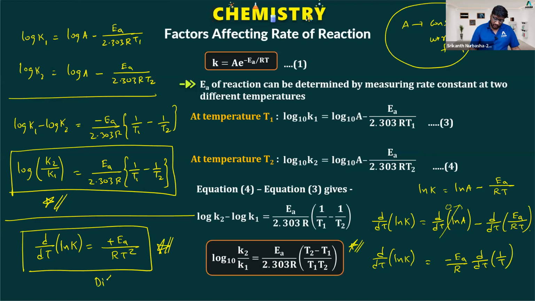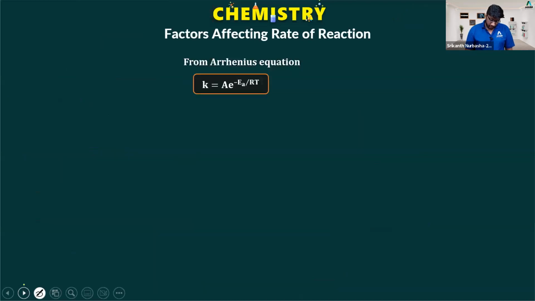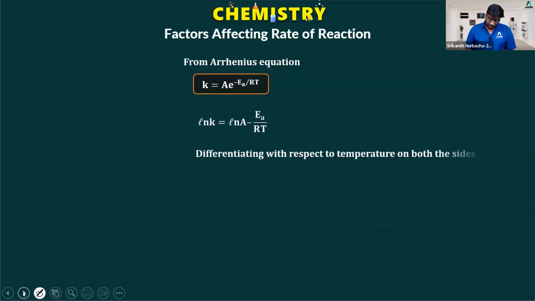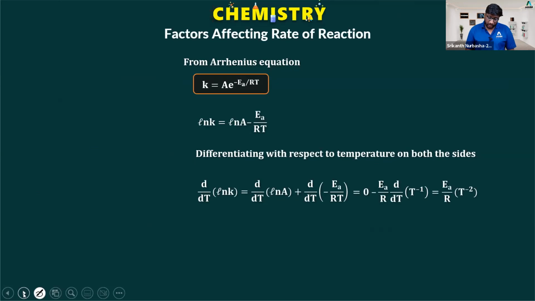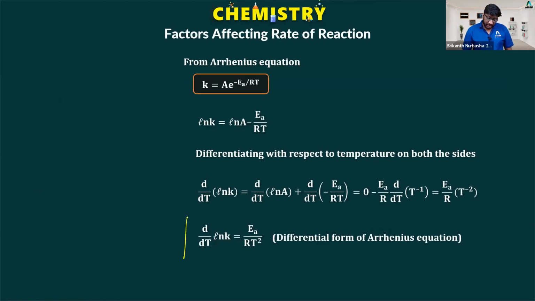What is this? Differential form of Arrhenius equation. The same Arrhenius equation, but in the differential form. d by dt of ln k is equal to EA by RT square. This is nothing but the differential form of the Arrhenius equation.